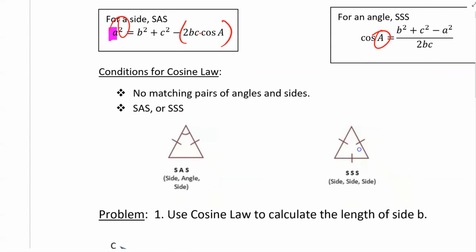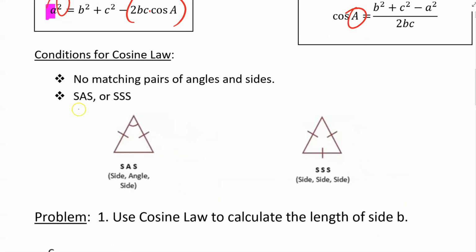All right, let's talk about the conditions. If you're given a side, an angle, and a side, here's your side, here's your angle, and here's your side, all in that order. The angle is in between these two sides. You'll see I don't have a matching angle and side. This one doesn't have a match, this one doesn't have a match, and this one does not have a match. Because of this, you're going to use the cosine law.